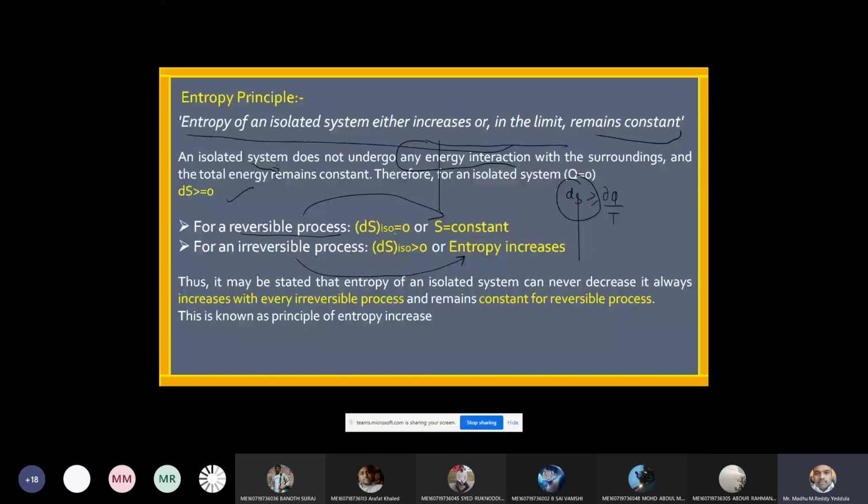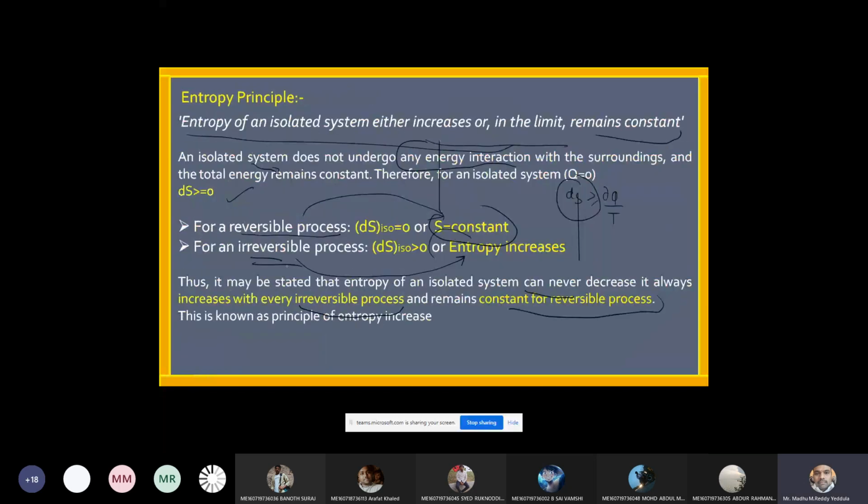Entropy of an isolated system either increases or in the limit remains constant. Okay, ds equal to 0 for reversible process, ds is greater than 0 for irreversible process. It may be stated that entropy of isolated system can never decrease. It always increases with every irreversible process and remains constant for reversible process. This is known as principle of entropy increase.